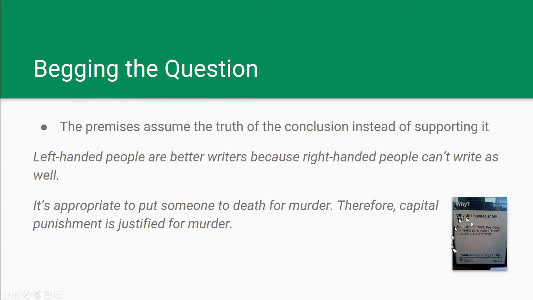I have this image here from the TSA. Why do I have to show my ID? Well, because identity matters. We need to make sure your ID and boarding pass match. Okay, so how does identity matter? So you can see that this is essentially what's called begging the question.